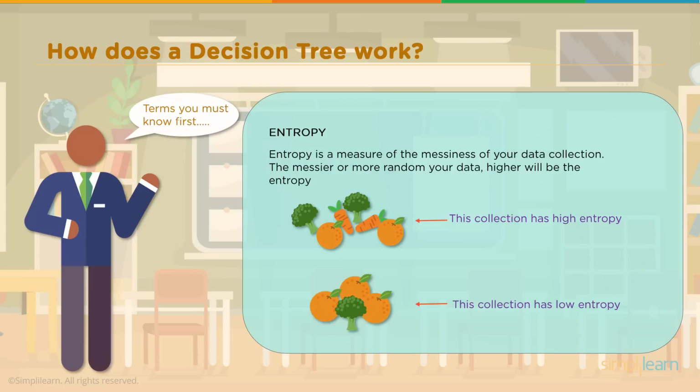And if we sort the carrots out of here, and just one of the broccoli, I don't know where the other broccoli went, if you have just the oranges and the broccoli, this is a lower entropy. You say this collection has low entropy, but really it's higher and lower. One is higher or lower than the other one.